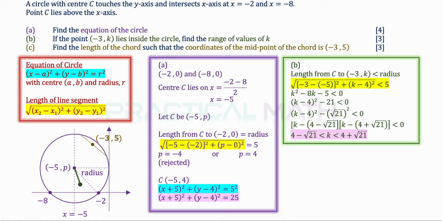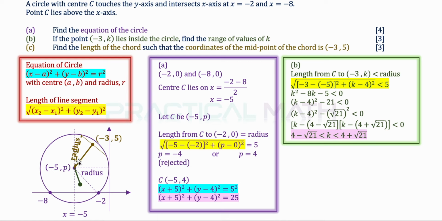We do know that from the center C to the endpoints of this chord is known to be the radius. So we can draw a perpendicular line downwards like this. As we know earlier from the properties of circles, the perpendicular bisector of this chord will pass through the center. So this is going to bisect the chord into 2 equal parts here. Over here, the radius is already found to be 5 units just now.